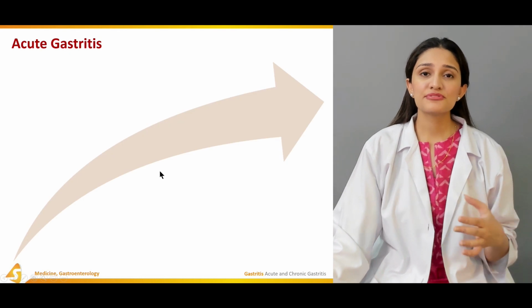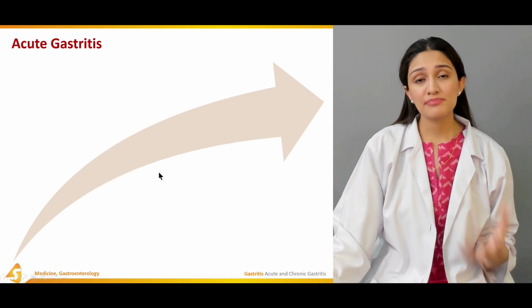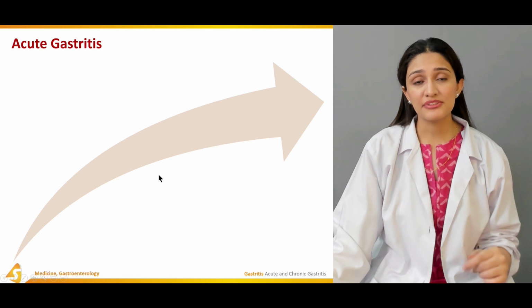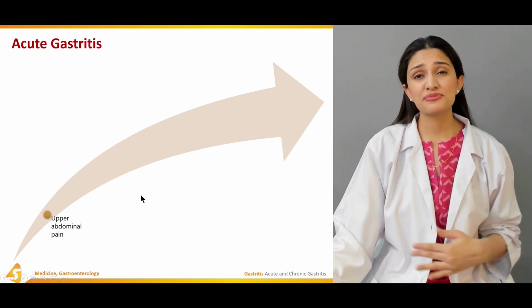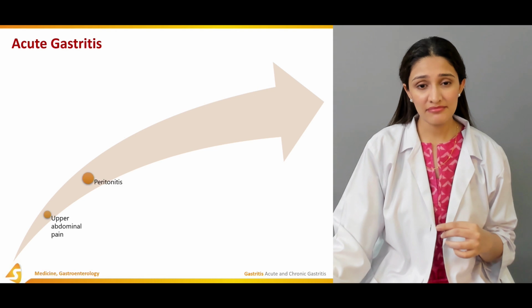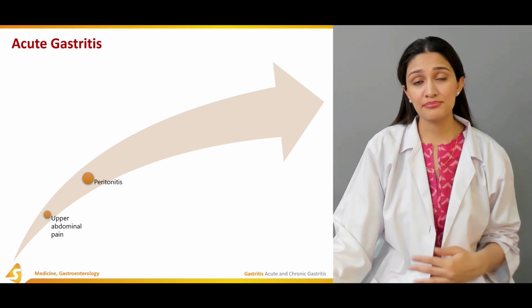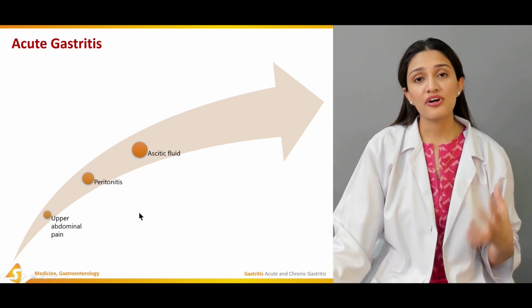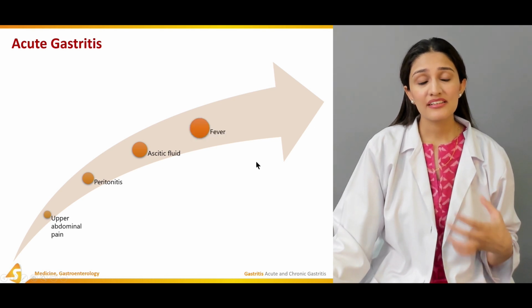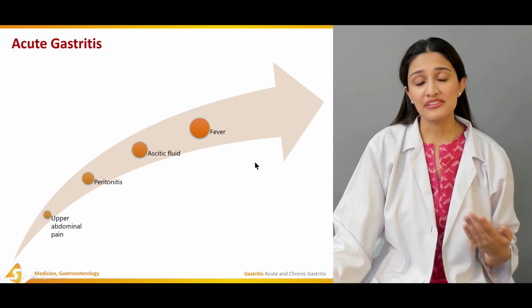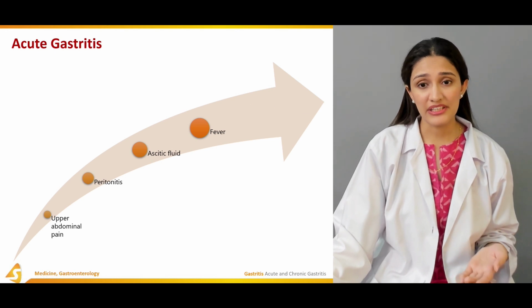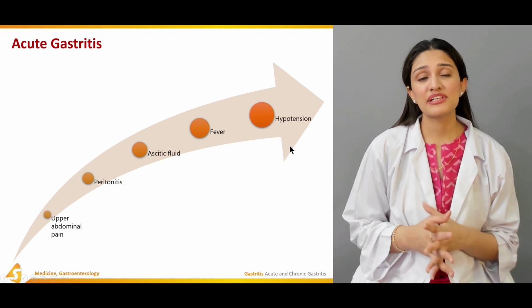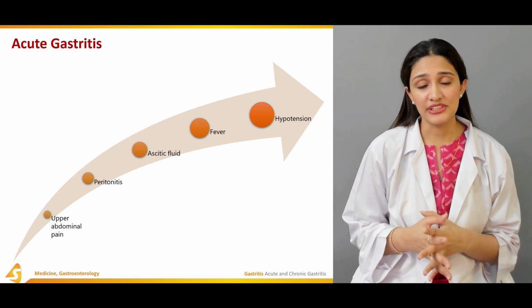So for acute gastritis, we'll look at how a patient presents. A patient might present with acute upper abdominal pain. The patient might present with peritonitis, with purulent ascitic fluid. The patient might present with fever, which might be high grade. And lastly, the patient might present with hypotension.